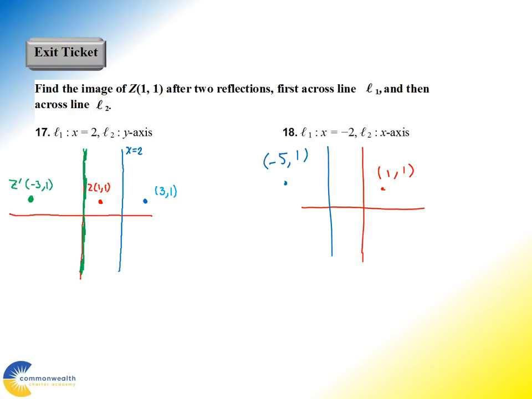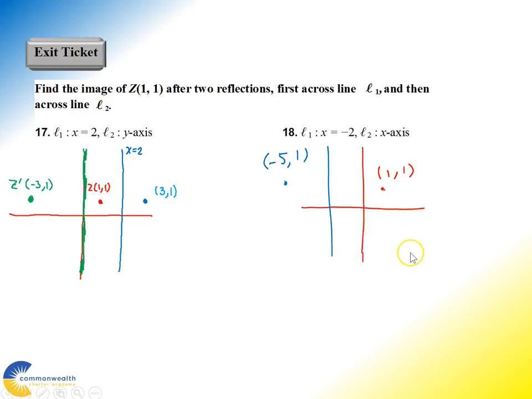3 units to the right of that vertical line x equals -2. So its image would be 3 units to the left. So where I get that, (-5, 1), that's the point after the first reflection.